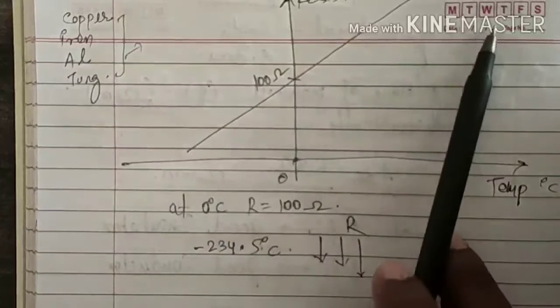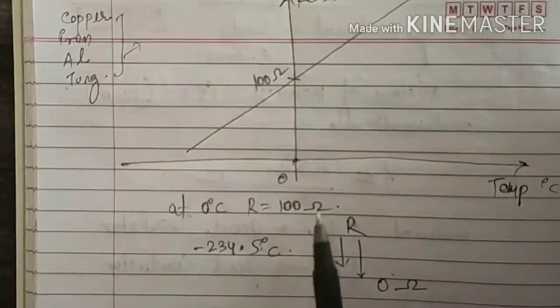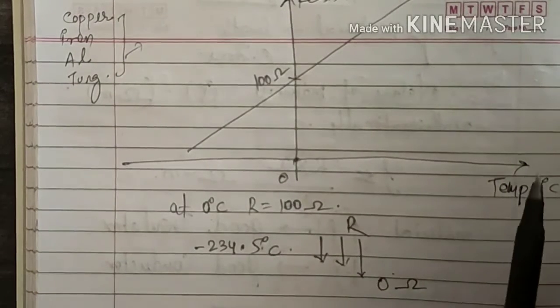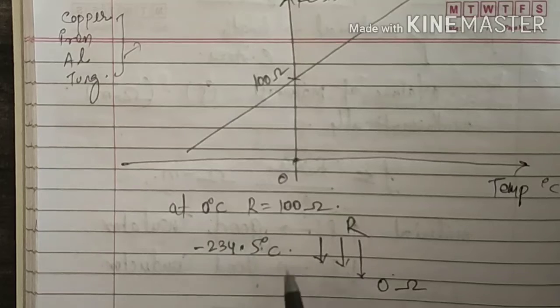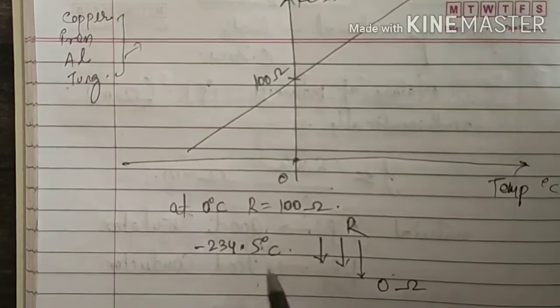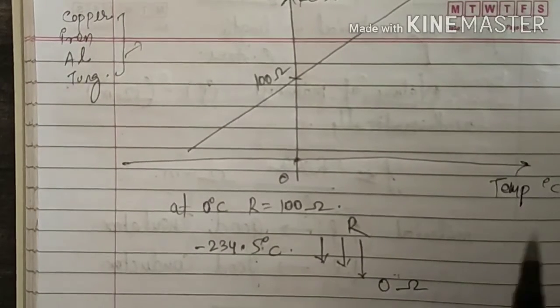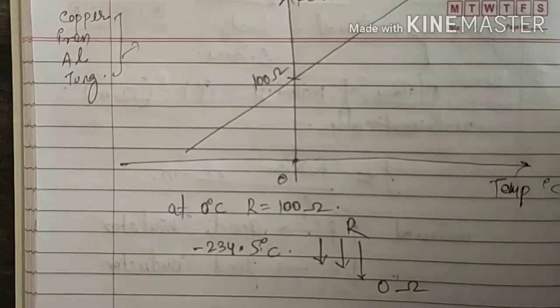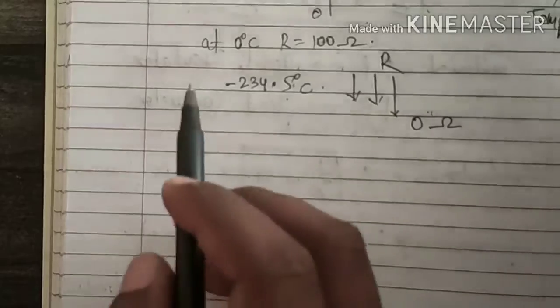It has a linear behavior, with a resistance of 100 ohm at 0 degrees Celsius, and if the temperature goes to negative degrees Celsius, then the resistance value also drops to 0 ohm. Then we have the effect of temperature on alloy.